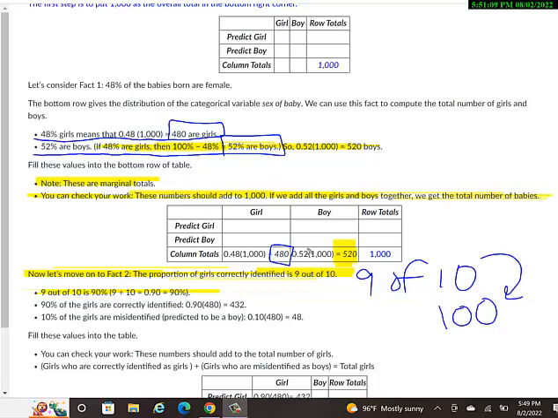So I do the same thing here. 9 times 10 is 90. That's where they got the 90%. 9 out of 10 is 90%. 90% of the girls are correctly identified.